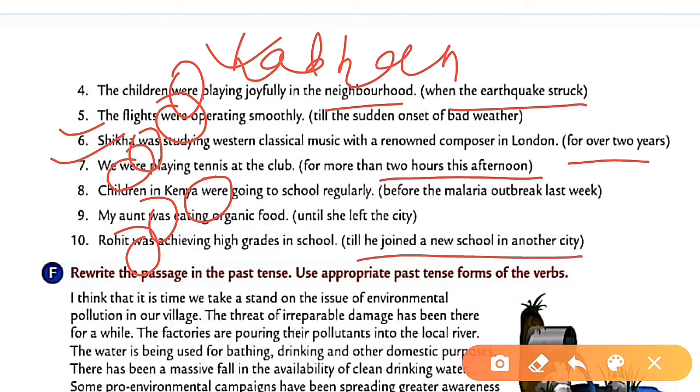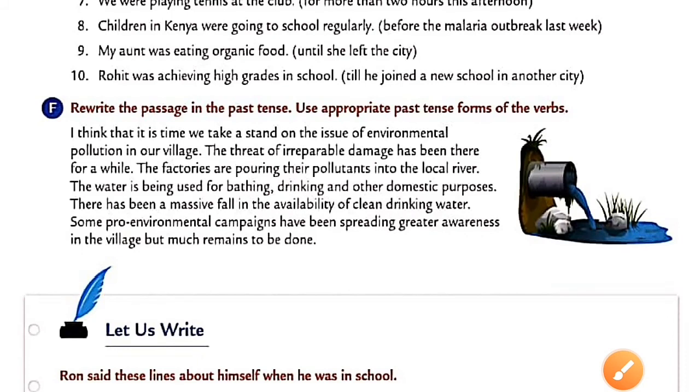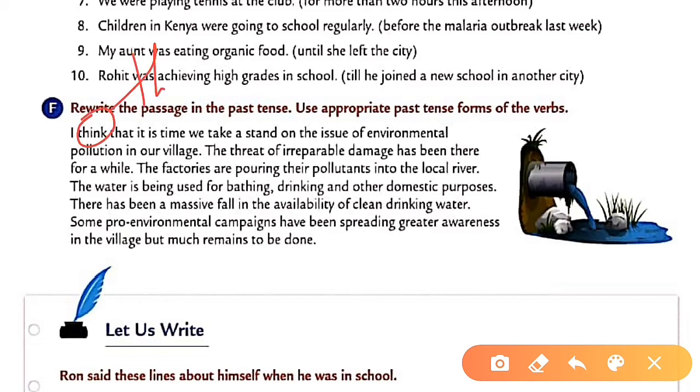So guys, this completes your E part up to 10. Move to the next, F part, the last exercise of this chapter. Rewrite the passage in the past tense and use the appropriate past tense form of the verb. Whatever is written in this passage, or in these questions, in present tense or any future tense, you have to change into past tense.